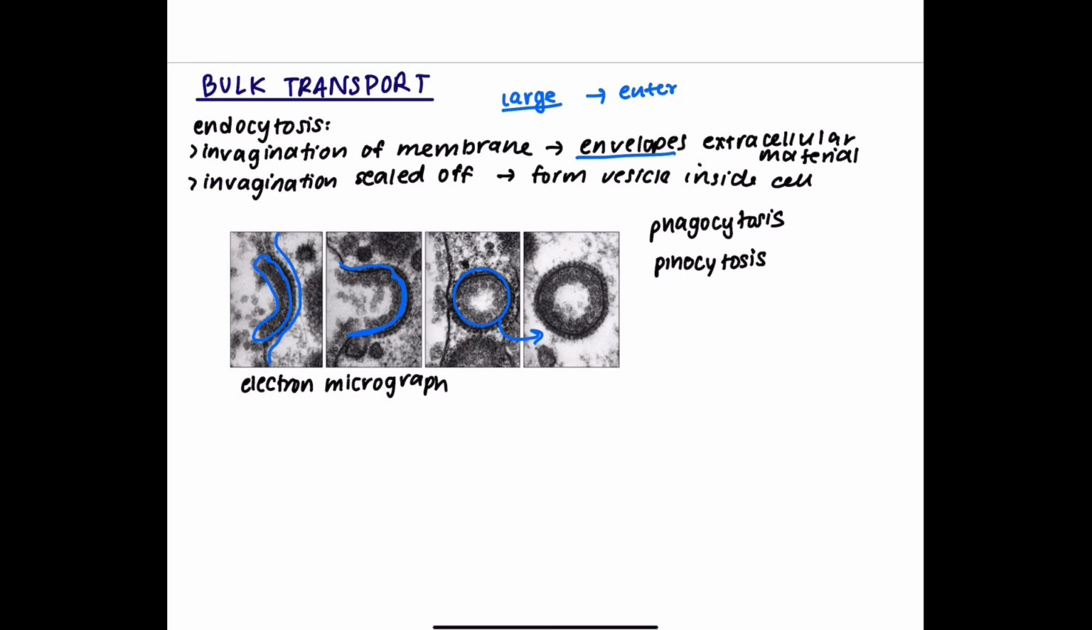Now, there are two forms of endocytosis. First, we have phagocytosis, which is for solid substances. And secondly, we have pinocytosis, which is for liquid substances. And this here is an example of an electron micrograph that you might get.